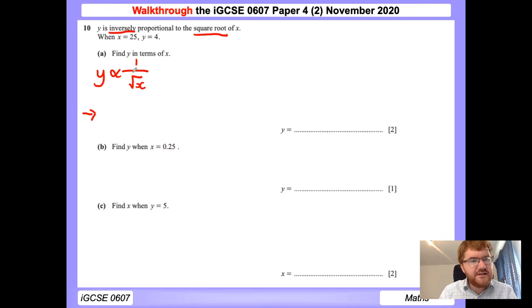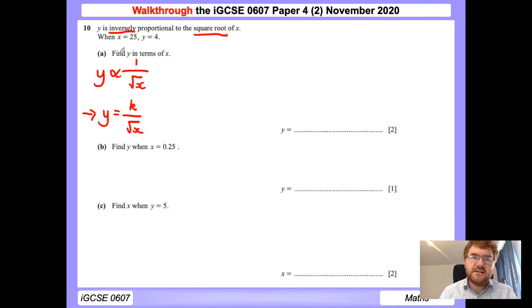So we transfer this into an equation, and the way we do that is by putting a k for where the 1 is. So we get k over root x. Check out my video on proportionality. That will go through this in much more detail.